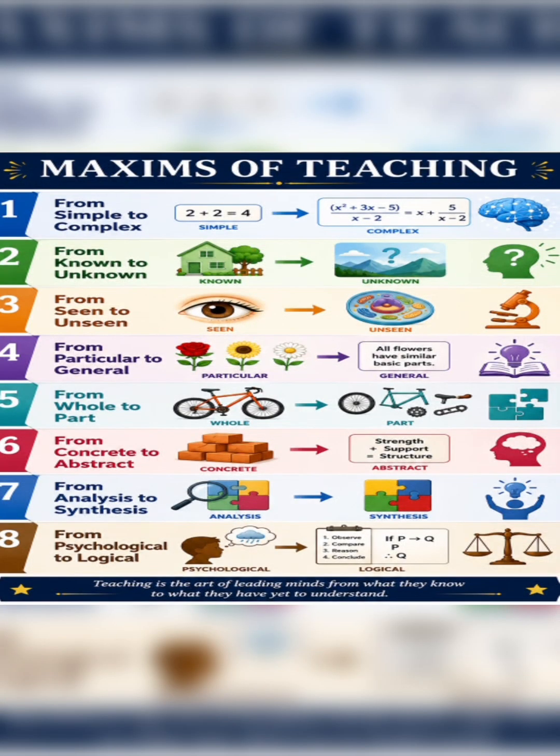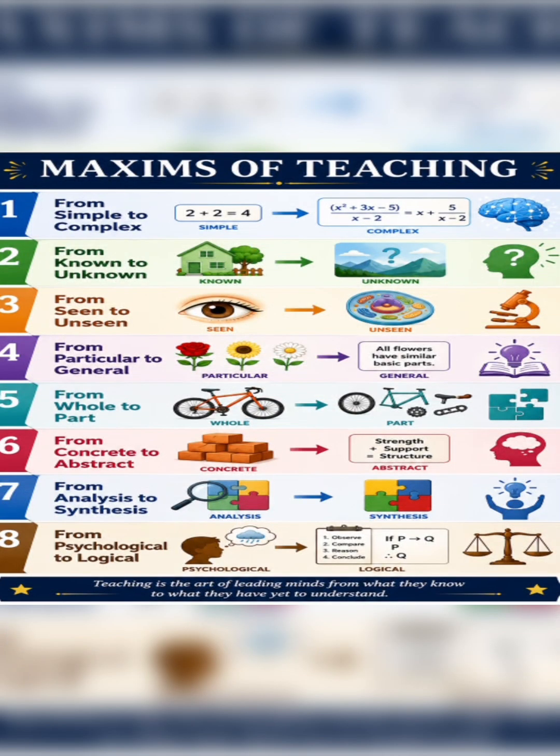Number 5, from whole to part. Look at the bicycle illustration. A child recognizes a bicycle as a whole machine first. Only after they understand its overall form and purpose do we break it down into its individual parts, the wheels, the chain, the handlebars. See the big picture first.